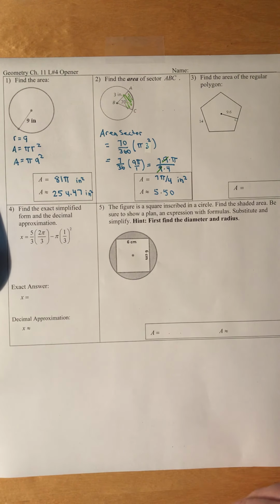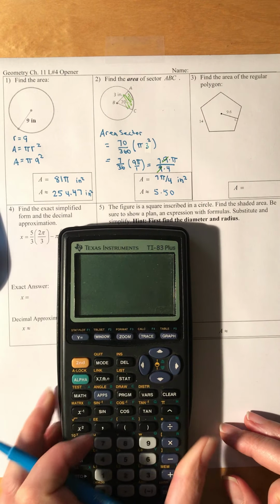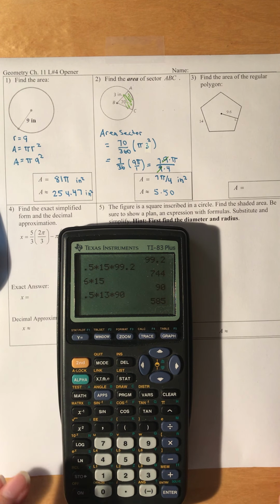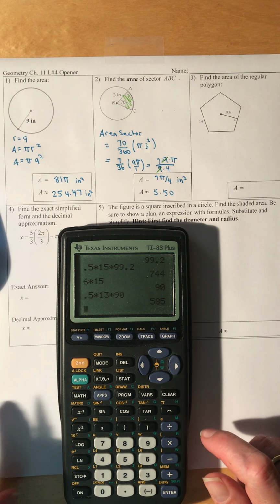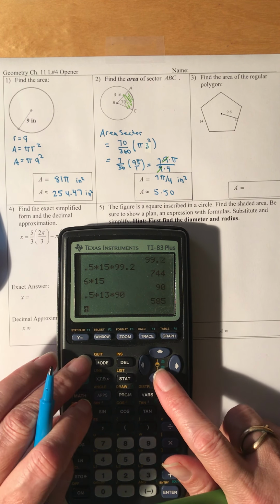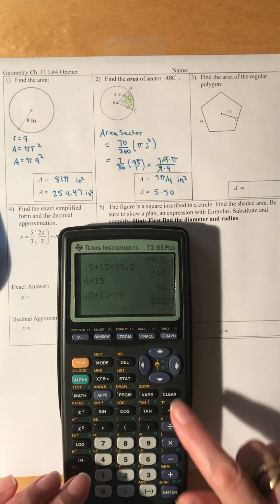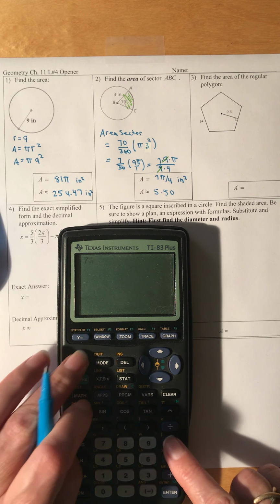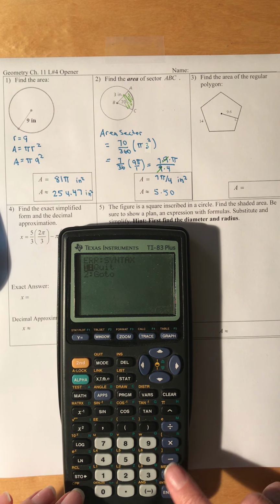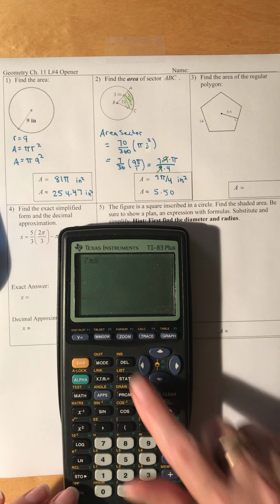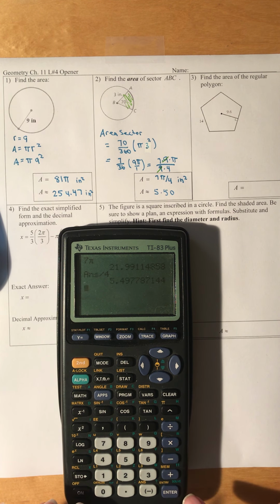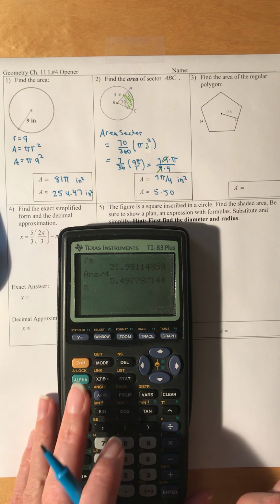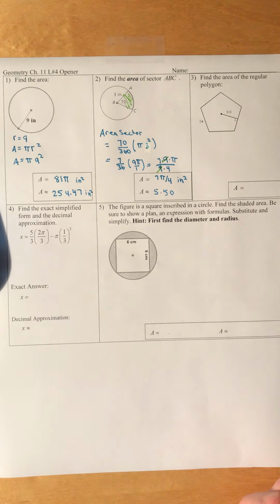If I were doing this one on the calculator, you see that okay? 7 times pi divided by 4. 5.497, which rounds up to 5.50.